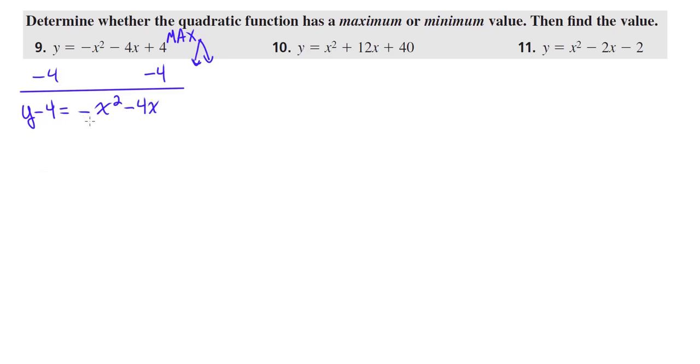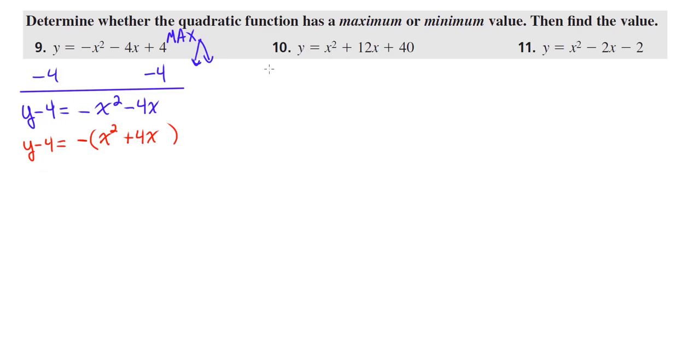And just like the last example we looked at, we don't want this negative. So now we have to factor that negative 1 out. So we get y minus 4 equals, factor out that negative 1, and this gives us x squared, and negative 4x divided by negative 1 is positive 4x. And now we can go ahead and find our new c value.